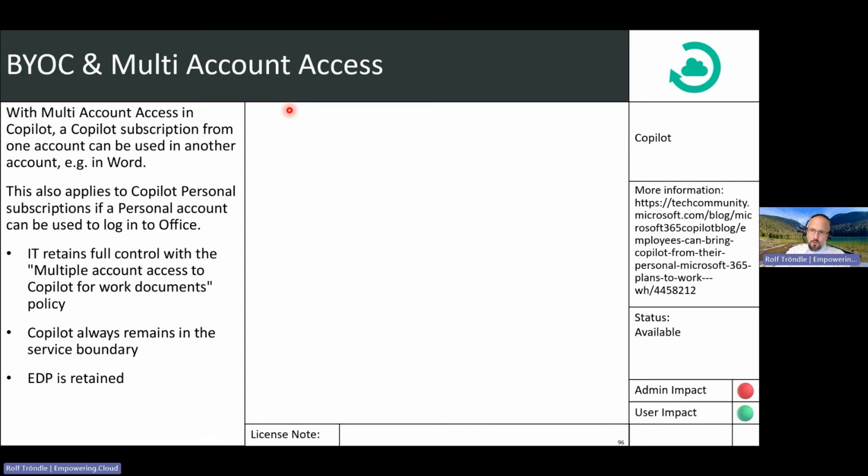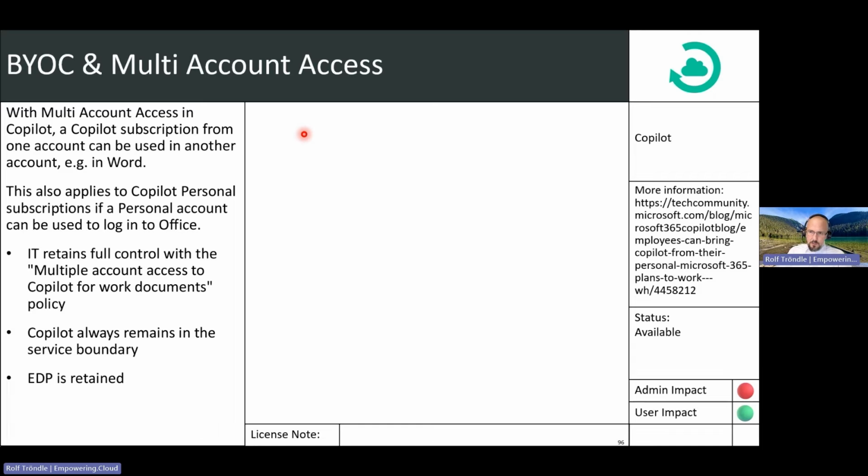You can add several accounts to Word, Excel, PowerPoint. That was available for Entra ID, so for work accounts, and was enabled by default. You can also disable this feature. Now, Microsoft extends this to Copilot personal subscription. So if your users have a personal subscription, and they are able to log in if you didn't turn this off using policies.